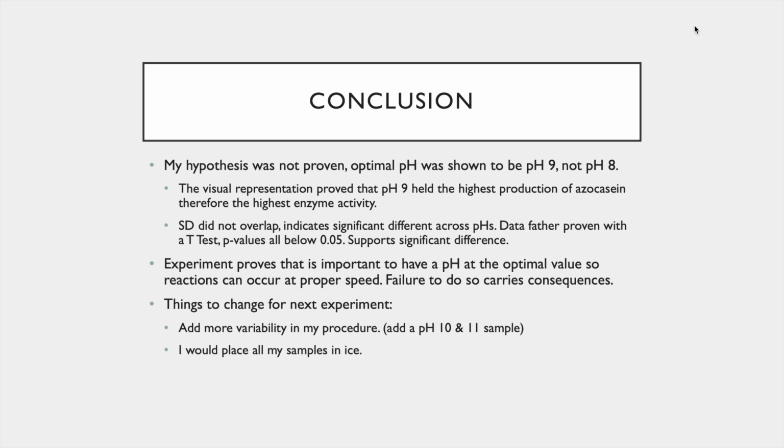If I were to change something for the next experiment, I would change the variability of my experiment. I would add pH 10 and pH 11 to the sample pool. A limitation for me was that I couldn't see if the optimal pH of trypsin was truly 9 because I didn't test a pH higher than 9. So I had to assume that pH 9 was optimal because enzyme activity was highest at that point. Another error I would fix would be to place my samples in ice to reduce the natural breakdown of azocasin before the experimental time has begun.